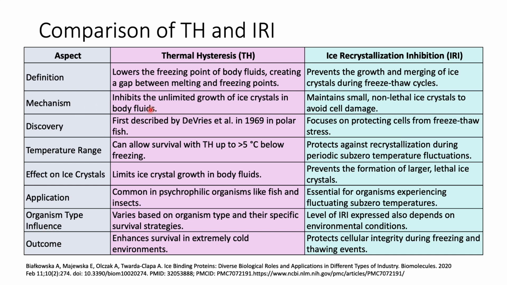The mechanisms are given here. For thermal hysteresis, it inhibits the unlimited growth of ice crystals in body fluids. Whereas ice recrystallization inhibition maintains small non-lethal ice crystals to avoid cell damage. So in one case, the ice formation or growth is inhibited. In the other, ice is maintained in small sizes. They are also not permitted to grow to a bigger one.